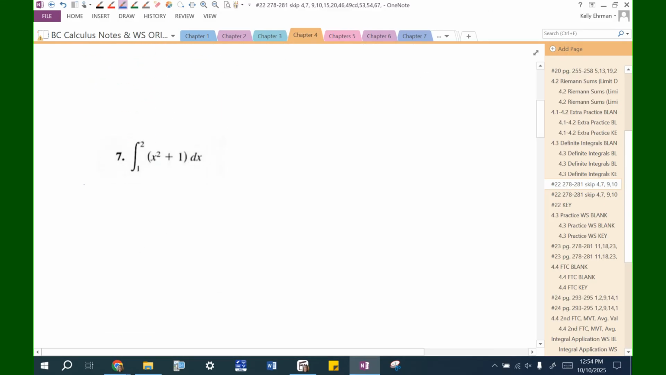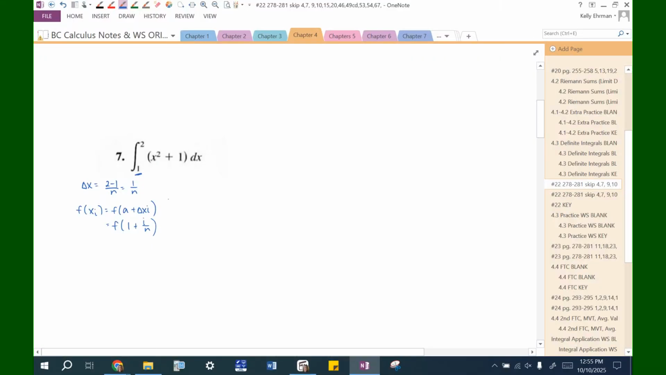Let's go ahead and find delta x. It's 2 minus 1 over n, so it's 1 over n. F of x sub i is equal to f of a plus delta x times i. In this problem, a is 1. So f of 1 plus delta x, which is 1 over n, times i will be i over n.